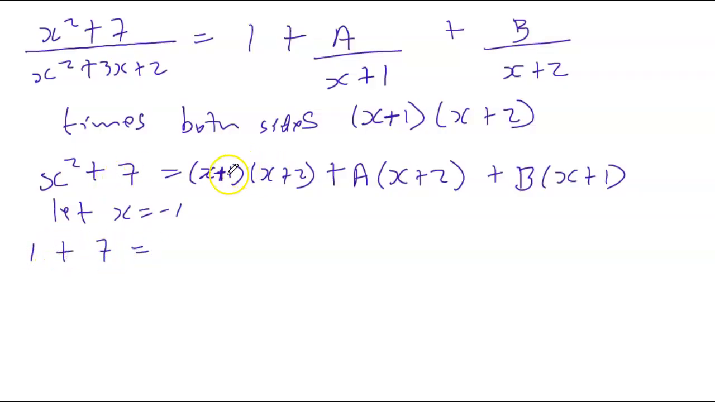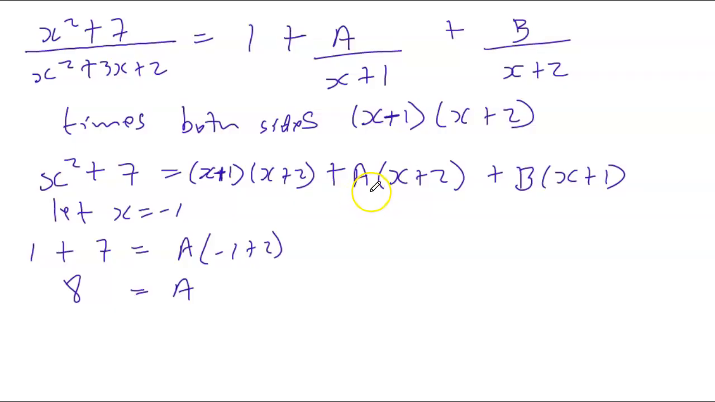On the right hand side, negative 1 here will make the bracket everything become 0. Negative 1 plus 1 is 0, so all of that will be 0. If we put negative 1 in the term with a, what we have in the bracket is negative 1 plus 2, which is 1, which is 1a. 1 plus 7 is 8, so of course a would have to be 8.